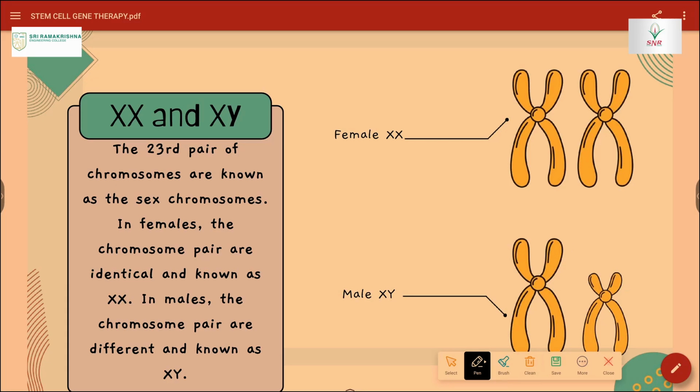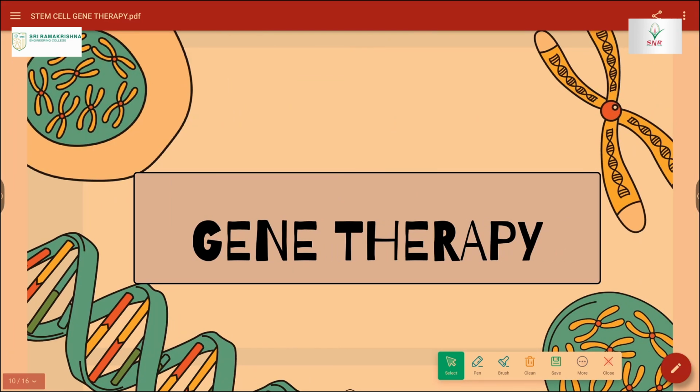So in this way also there is a change in the chromosome nature. So now we can go to gene therapy. Before going to gene therapy, we will have a few words about stem cells.